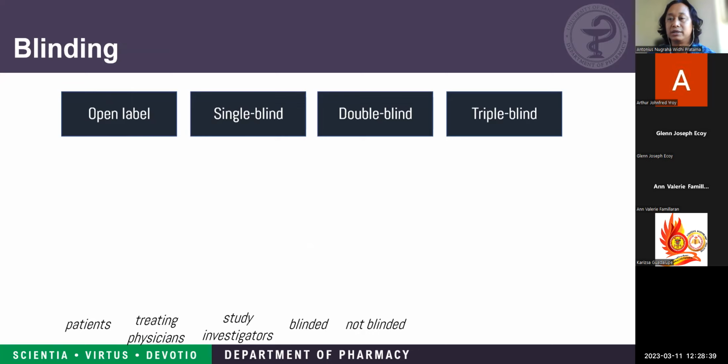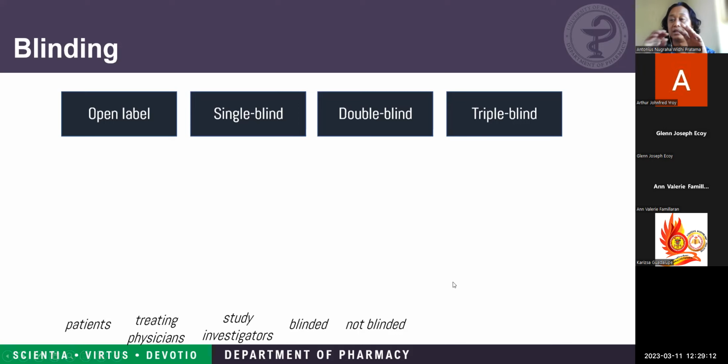In the double blinding, the patients and treating physicians or the health professionals, even the pharmacists, do not understand which group they refer to. The triple blinding is where the patients, treating physicians, and study investigators, including the principal investigators, do not know to what group certain patients are allocated.